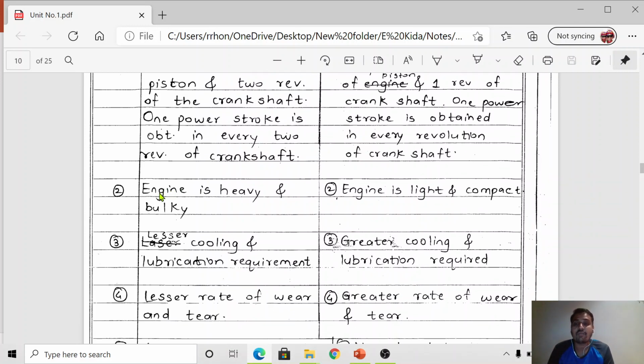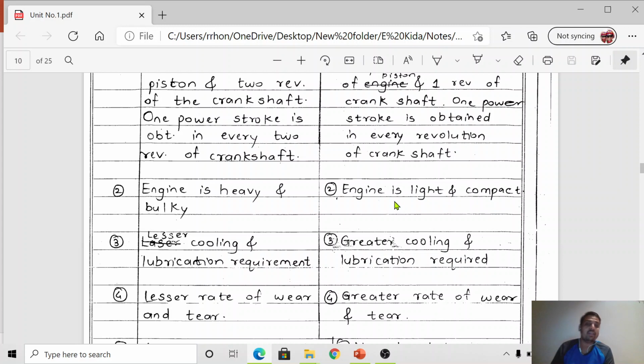In the case of the 4-stroke engine, the second difference is that the engine is heavy and bulky because so many mechanical components are there. The valve mechanism, crankshaft, connecting rod, piston, cylinder, and different mechanical things are present in the 4-stroke engine. That's why the engine is always heavy and bulky, whereas the 2-stroke engine is light in weight and compact.